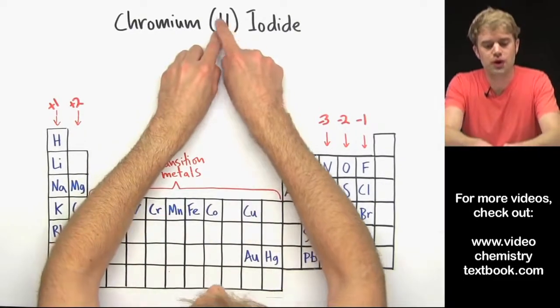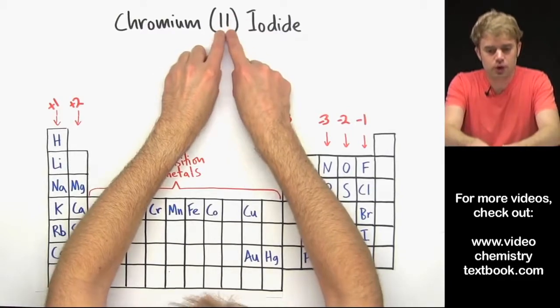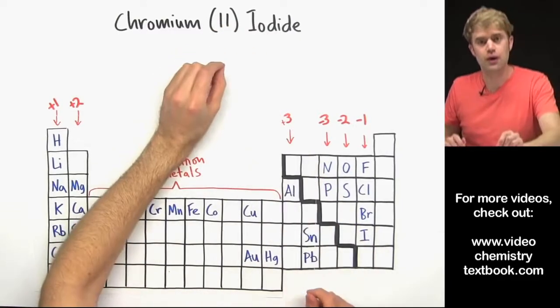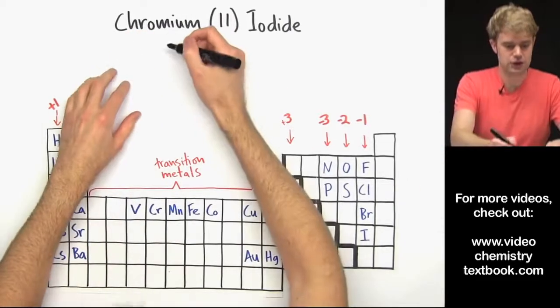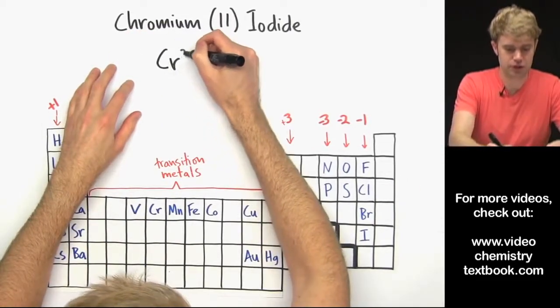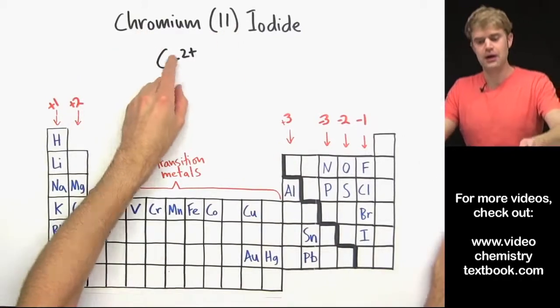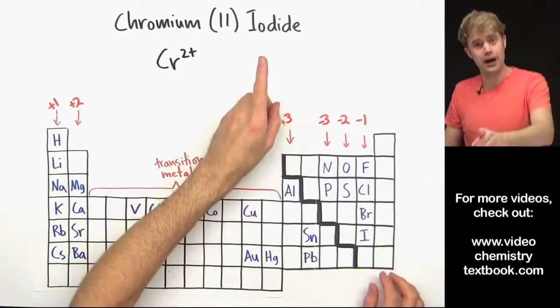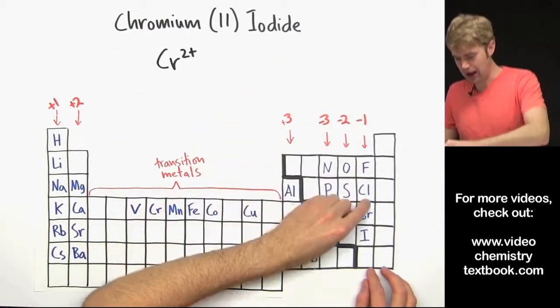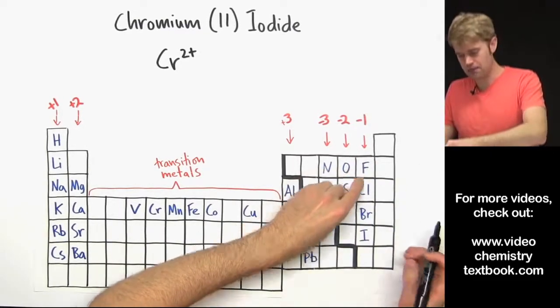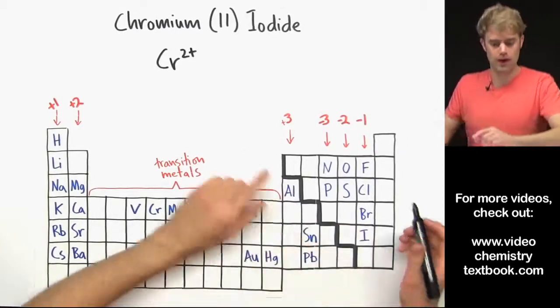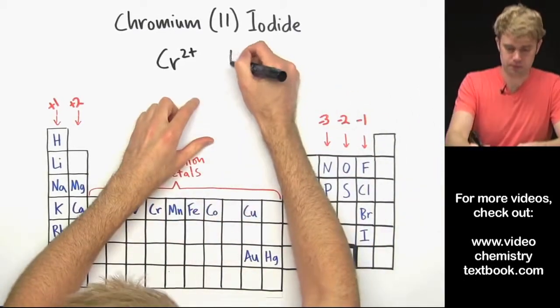So that's where this Roman numeral comes in. This Roman numeral here is the number 2. And it tells us that in this compound, chromium has a charge of +2. So that's chromium. Now we have iodide, which is what we call iodine when it has a charge. And iodine is in this column right here, which means that in an ionic compound, its charge is always -1.